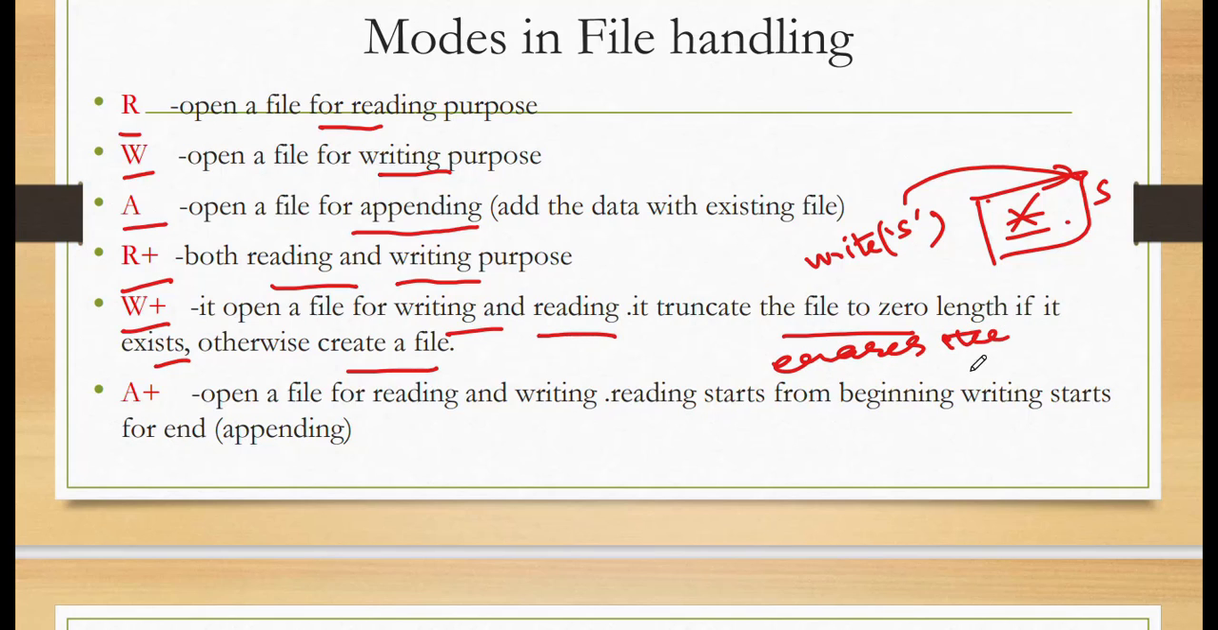Write mode erases the previous data in a file. It truncates the file to 0 length if it exists. If some content is already there, it erases it and creates a new file. Whatever I am writing, the new data is written into the file.